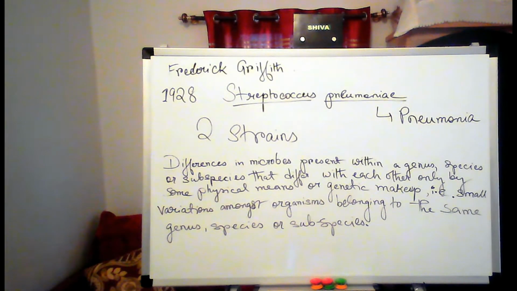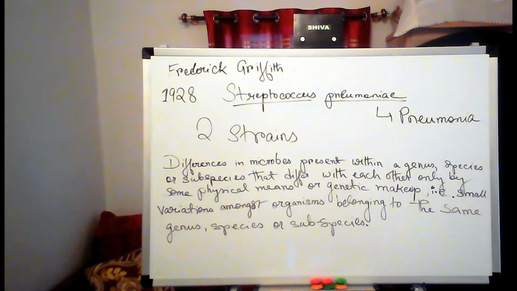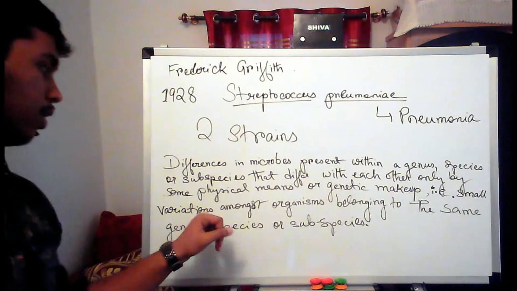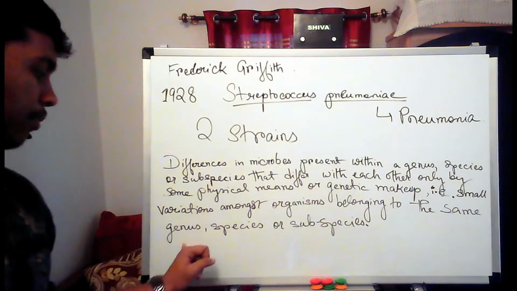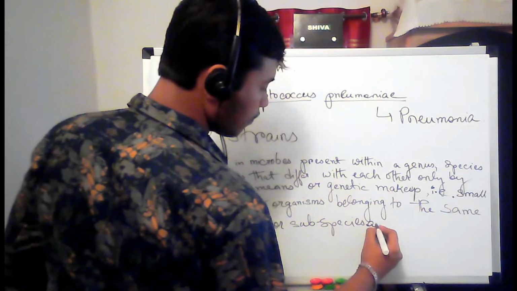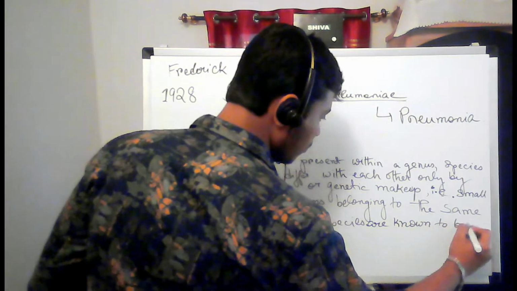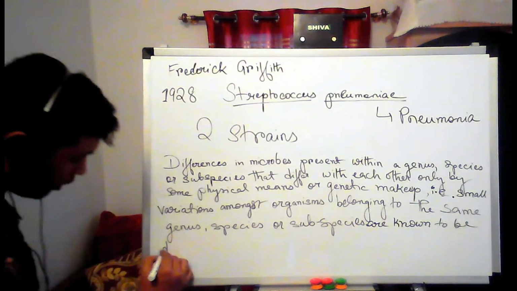Is my camera recording? Yeah, it is recording. Differences in microbes present within a genus, species, or subspecies that differ among each other only by some physical means or genetic makeup. That is, small variations amongst organisms belonging to the same genus, species, or subspecies are known to be different strains.